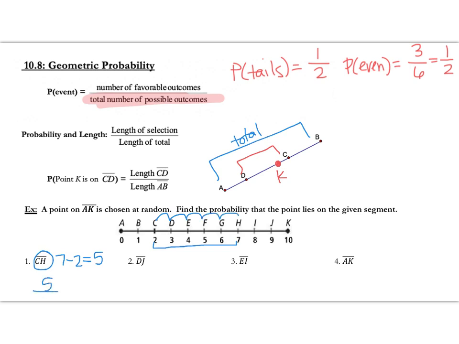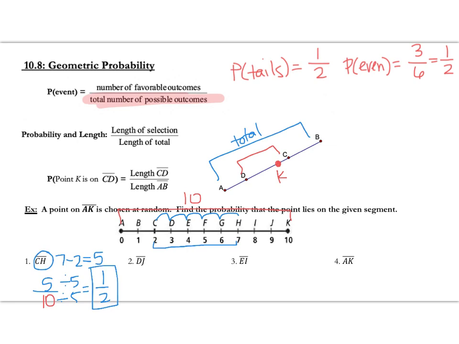But that would be the top number of our fraction. And then the bottom number needs to be how long the whole segment is. That goes from 0 to 10. So that has a length of 10. So 10 would go on the bottom here. All fractions are going to be reduced. So we're going to divide by 5, and we get the probability is 1/2. And we're going to leave this section as fractions.